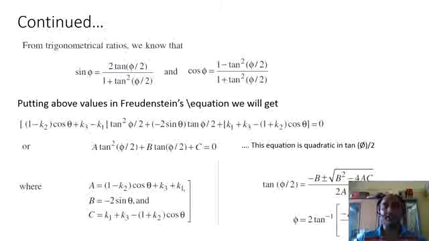Okay, so to find this output phi, let us consider this trigonometric ratio. This is a standard equation: sine phi equal to 2 tan phi by 2 upon 1 plus tan square phi by 2, and cos phi equal to 1 minus tan square phi by 2 upon 1 plus tan square phi by 2. These are the standard equations available in trigonometry. So put these two values of sine phi and cos phi in Freudenstein's equation. Putting these values in the equation, you will get this equation.